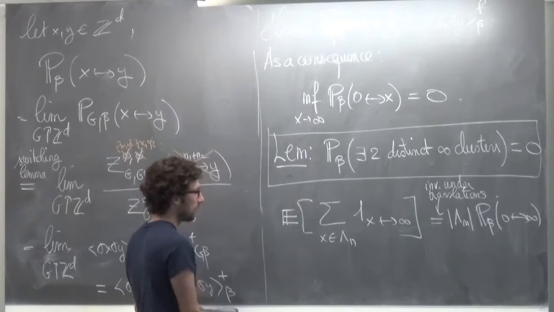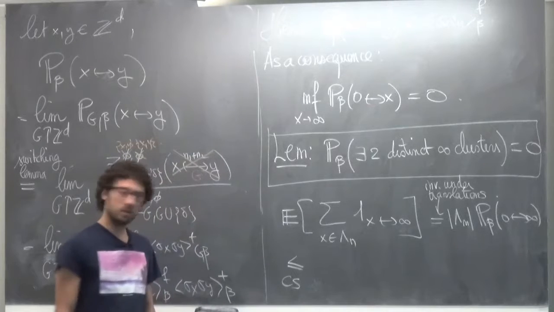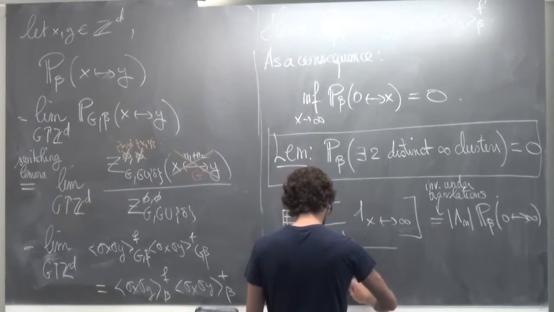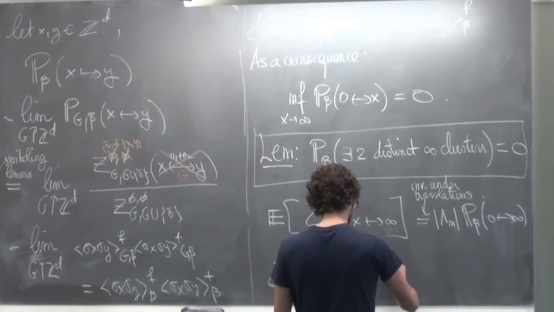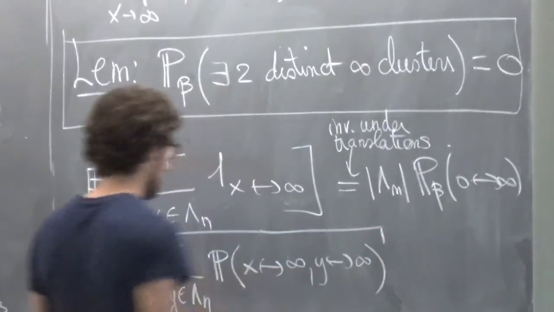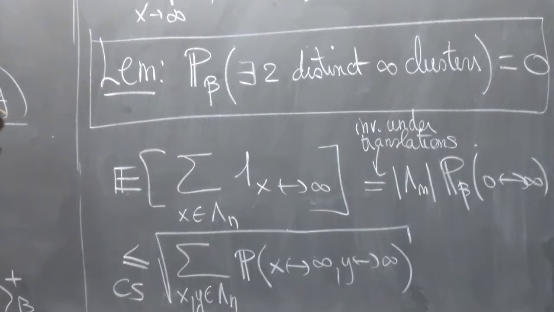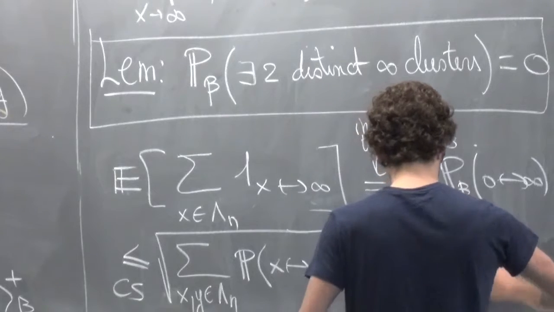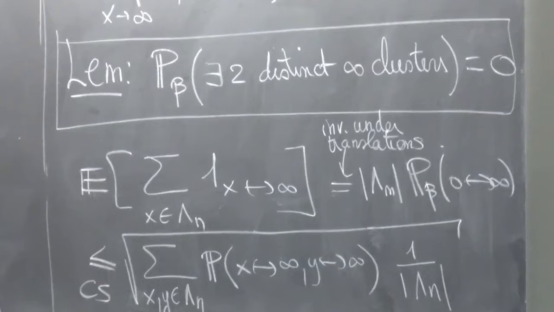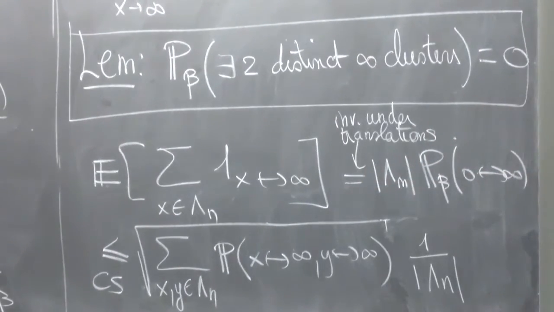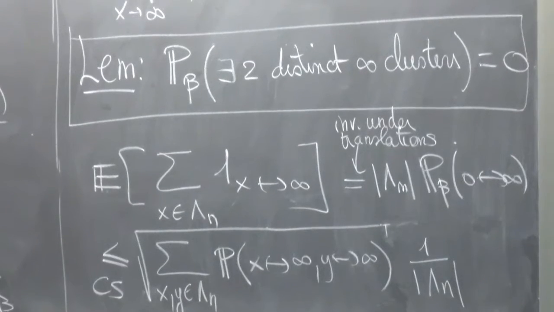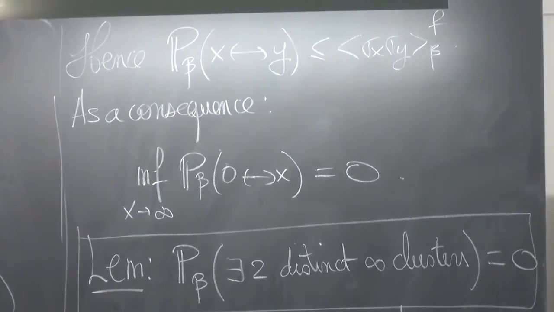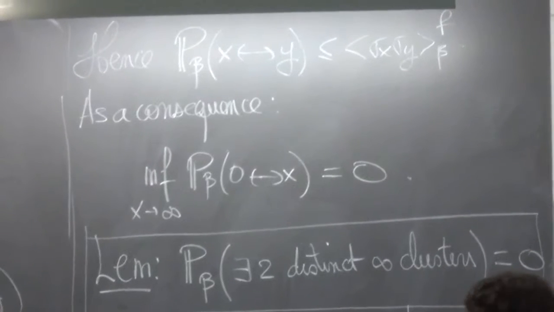But now, by Cauchy-Schwarz, this is smaller than the square root of the sum over x and y in lambda n of the probability that x connected to infinity and y connected to infinity, everything times 1 over lambda n. This is Cauchy-Schwarz. So expectation of n is smaller than expectation of n squared, and expectation of n squared is just this quantity.